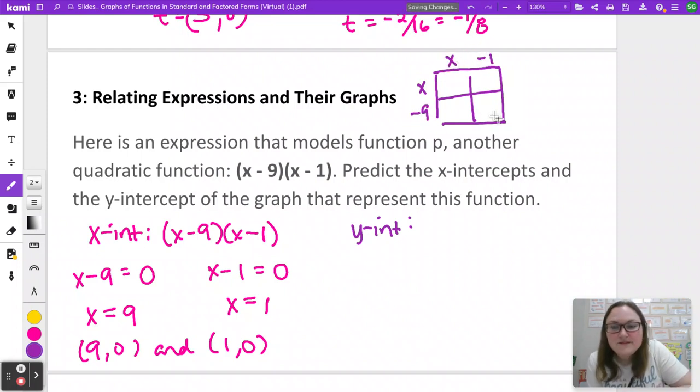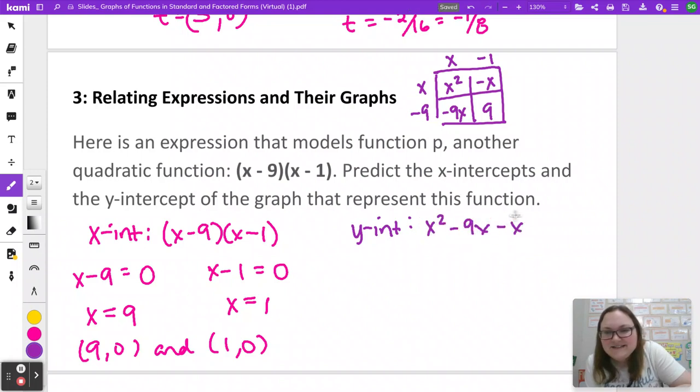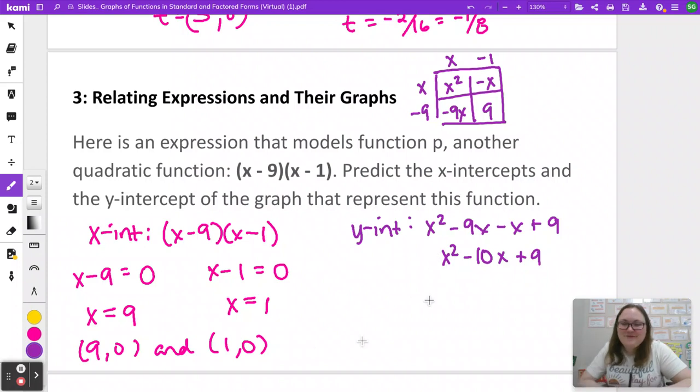And then we do those 4 multiplication problems. X times x is x squared. X times the negative 1 is negative 1x, or just negative x. Negative 9 times x is negative 9x. And then negative 9 times negative 1. Negative times negative is positive, and 9 times 1 is 9. So we get x squared minus 9x minus x plus 9 to help me out. I do want to go ahead and simplify this just to make it properly in standard form, although we already know looking at this what the y-intercept is. This right here, though, would be standard form.